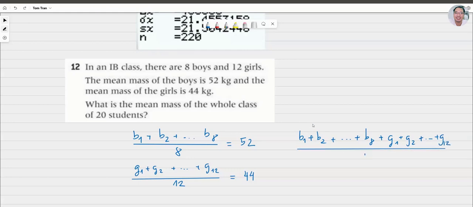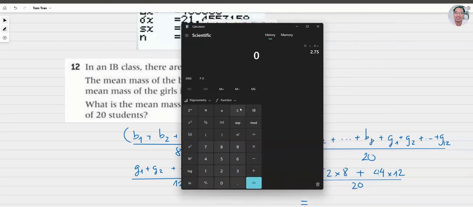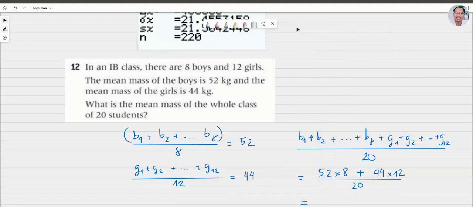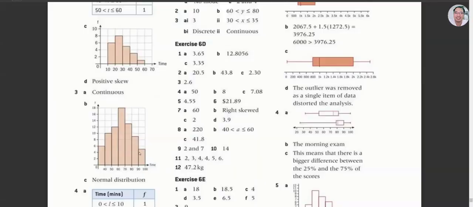So we need to find this thing, which is 52 multiplied by 8, and this thing, which is 44 multiplied by 12. So 52 multiplied by 8, added with 44 multiplied by 12, simplify that, and then divide by 20. So this turns out not very difficult at all. That's 47.2 kilograms.